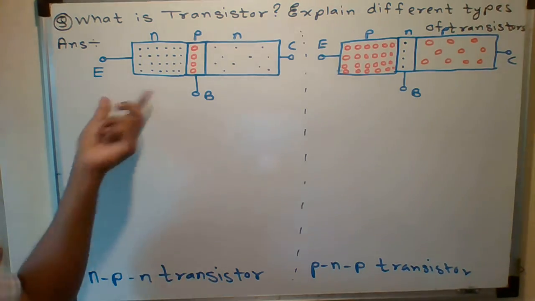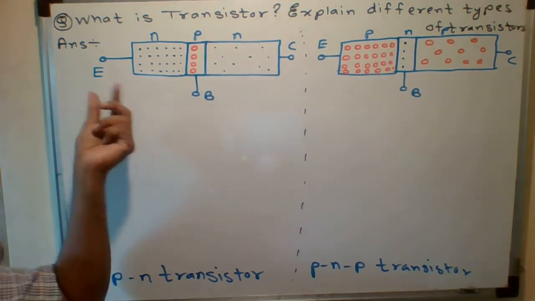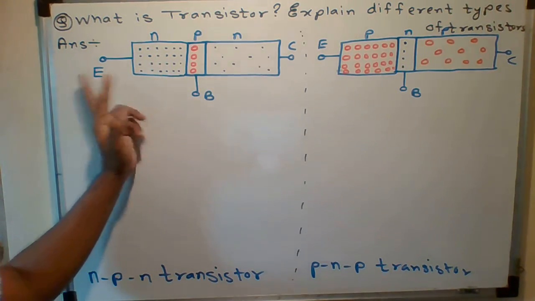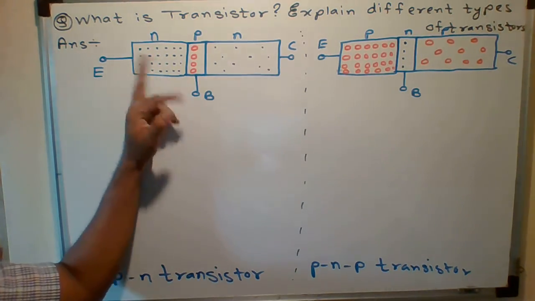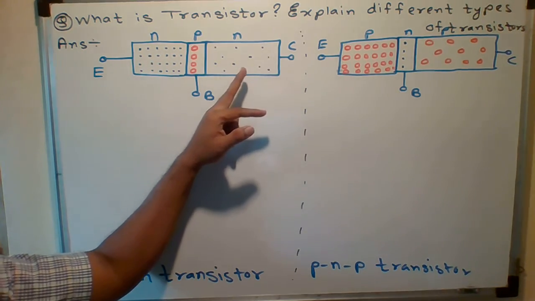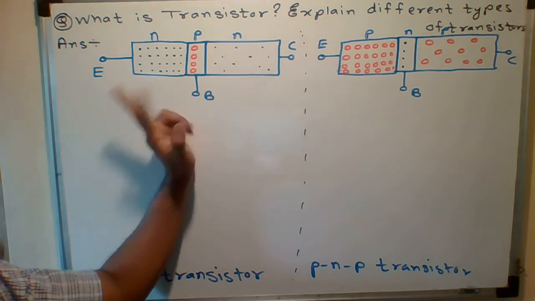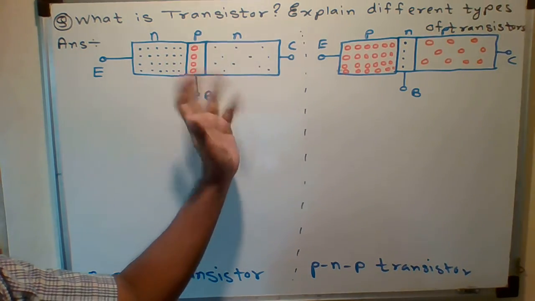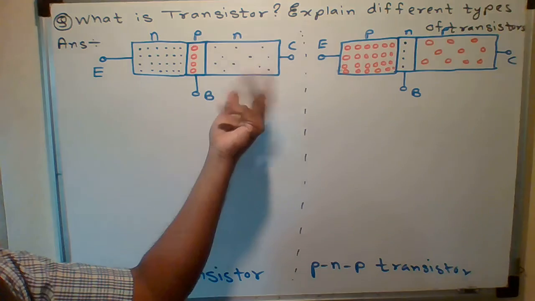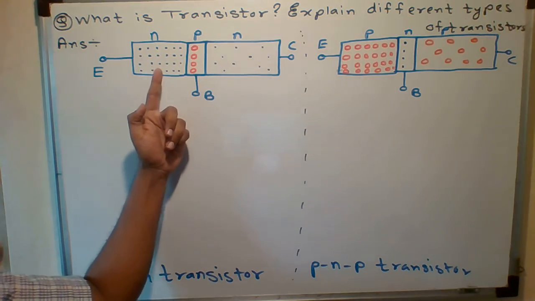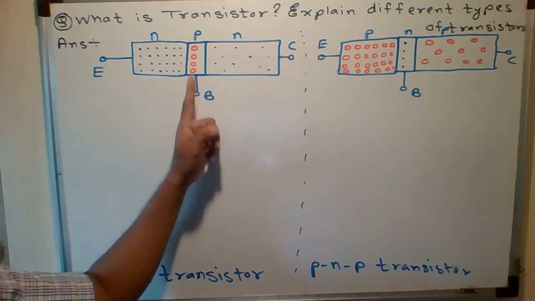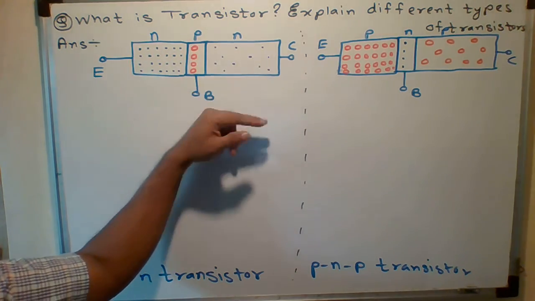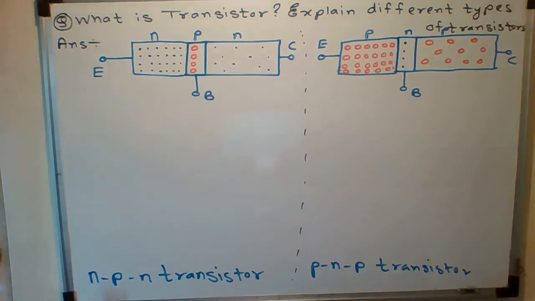Students are asking what is the function of emitter, base and collector. Name itself, emitter will always emit what? Majority charge carriers. Emitter will always emit majority charge carriers towards collector via base. Collector will always collect majority charge carriers from emitter via base. Base will always pass the majority charge carriers from emitter to collector.